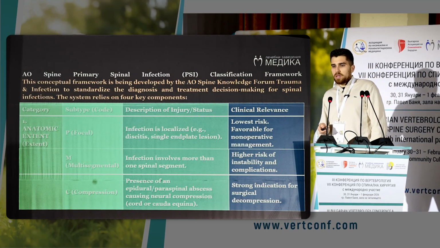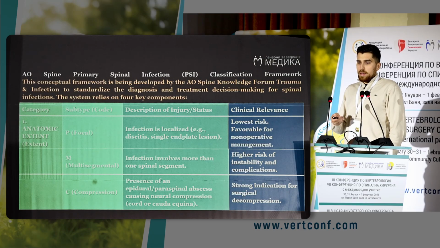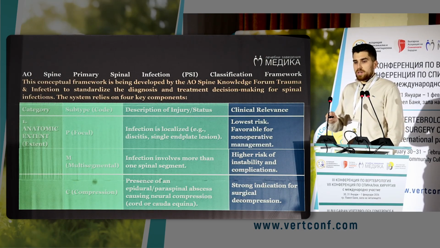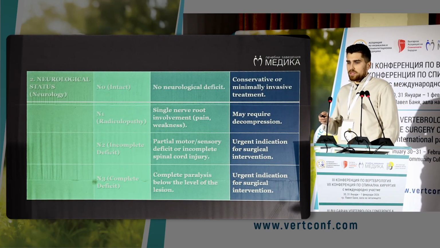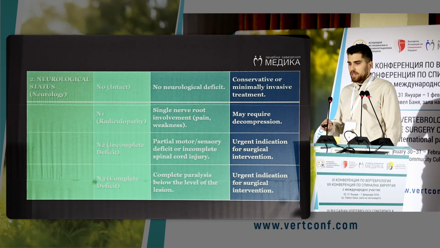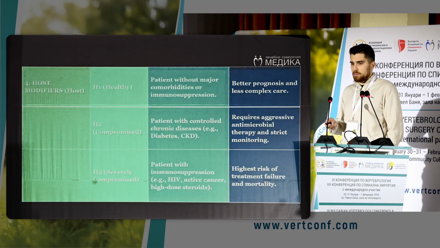The last one would be the AO spinal infection classification framework. It's based on 4 categories. The first one is the anatomical extent, P for focal, M for multisegmental, and C for compression. The next one is the neurological status, N0 for intact, and N3 for complete deficit, shown for urgent surgical intervention. The third one is the stability, S1 is stable, S2 potentially unstable, S3 unstable patients.